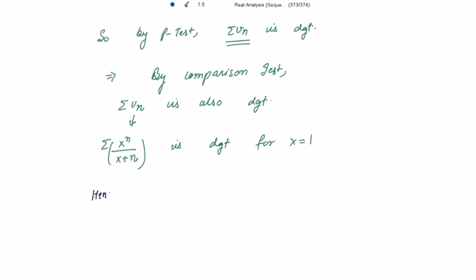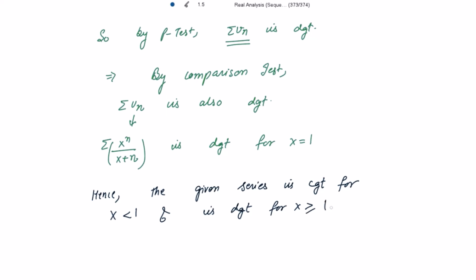So hence, the given series is convergent for the values of x strictly less than 1 and is divergent for values of x greater than or equal to 1. So for the convergence, we need the value of x to be strictly less than 1, right?